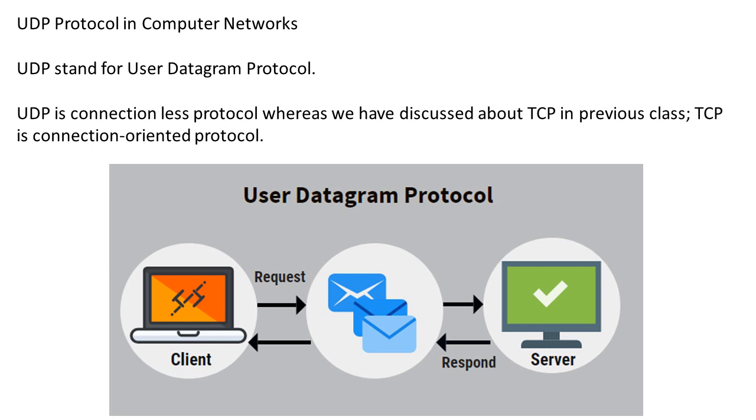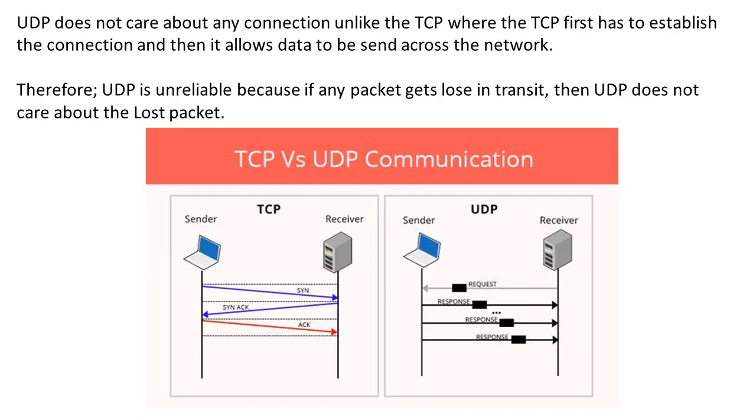UDP protocol in computer networks. UDP stands for User Datagram Protocol. UDP is a connectionless protocol, whereas we have discussed TCP in the previous class. TCP is a connection-oriented protocol. UDP does not care about any connection, unlike TCP, where TCP first has to establish the connection and then it allows data to be sent across the network.